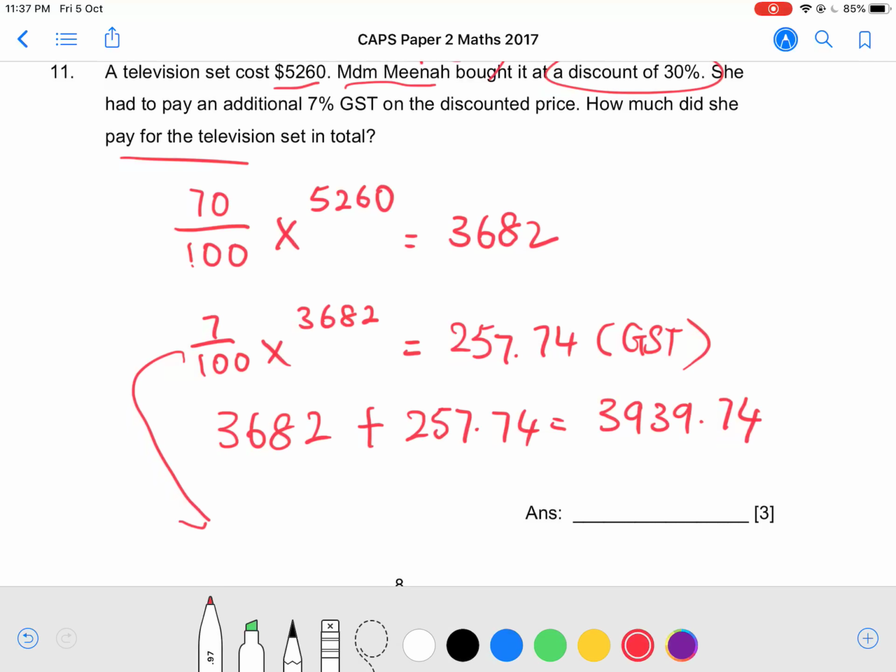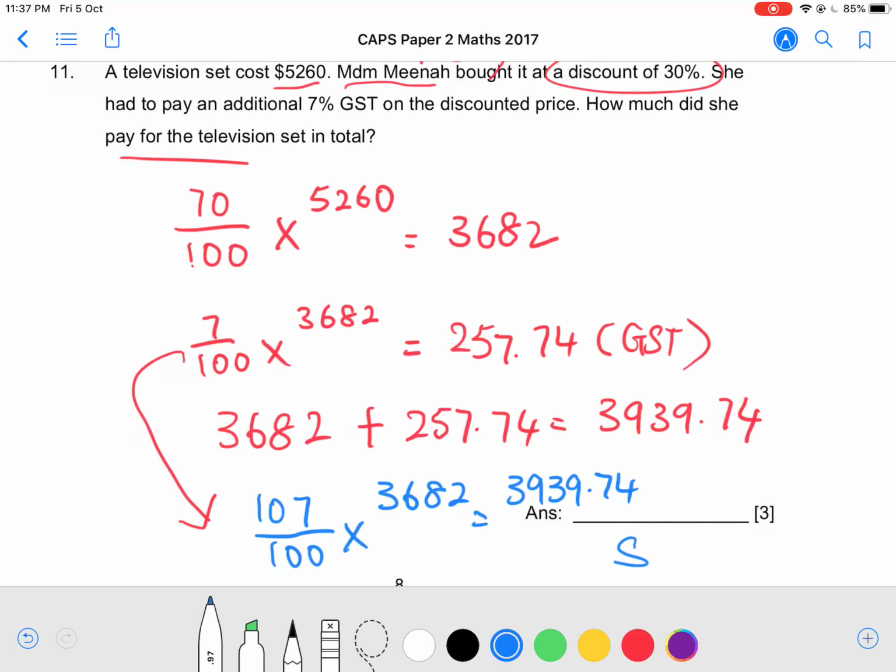Now some of you may think of a shorter way to do it. My shorter way will be on this step here. So some of you, your shorter way will be because you know that you are paying a 7%, right? So your total amount that you're paying is 107% straight away of the TV price. You will also get the same amount. Alright, so that is going to be the answer, 3939.74. Please remember your units. Alright, just hang in there. We are at question 11 already. We are going to move on to question number 12.